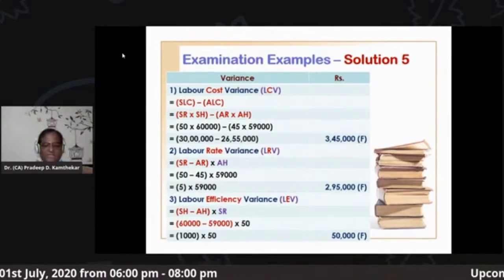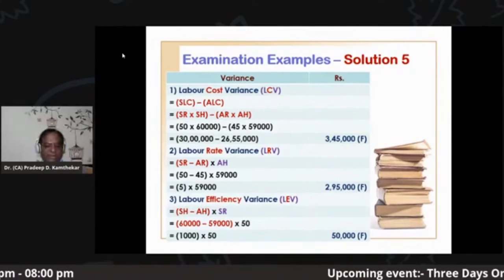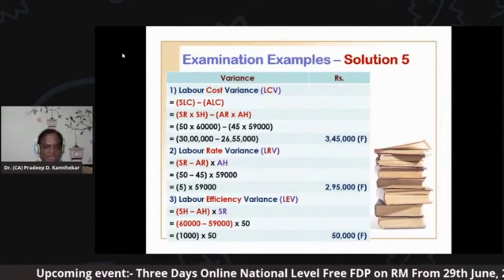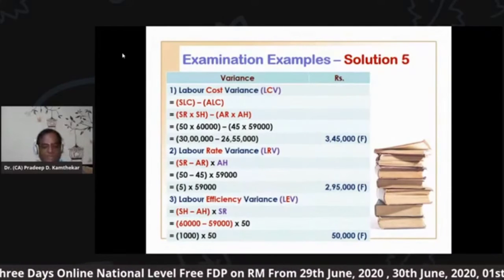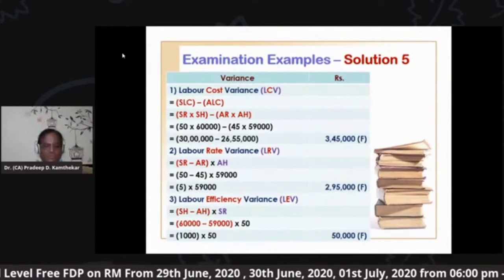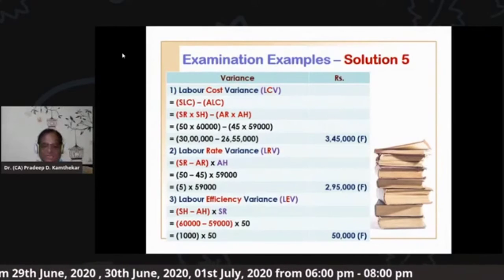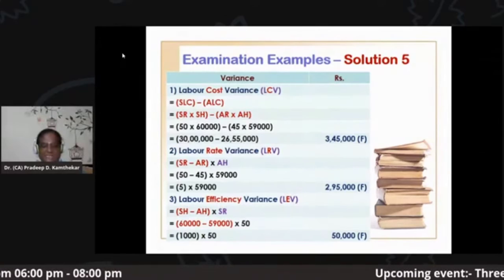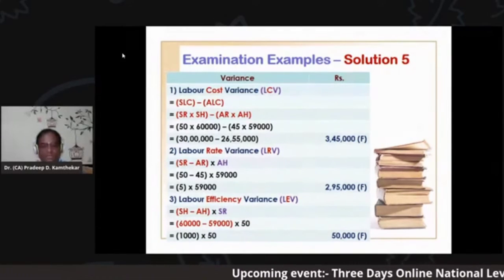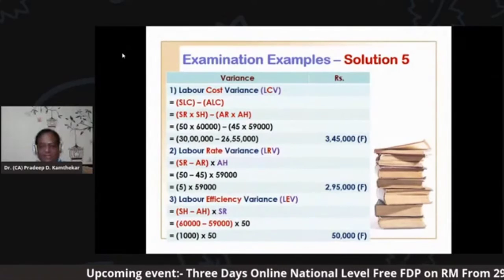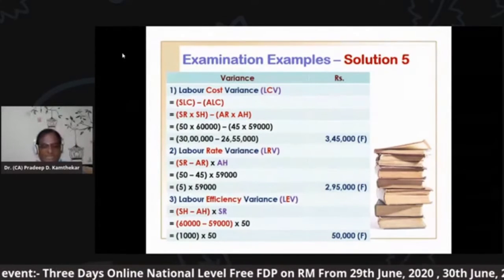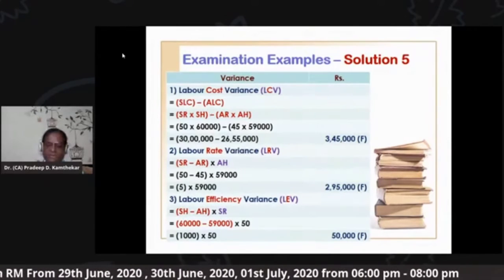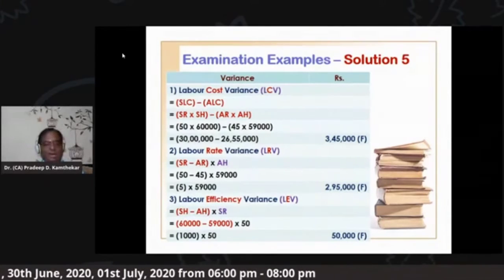Then we have labor efficiency variance. What do we do? We compare standard hours with the actual hours, and then we multiply with the standard rate, that is 60,000 minus 59,000 into 50 rupees. That comes to 50,000 positive variance. So it is a favorable variance, and we say that here labor efficiency variance is 50,000 favorable. So labor rate variance 2,95,000 favorable plus labor efficiency variance 50,000 favorable. When you add these two, you get 3,45,000 favorable as labor cost variance.